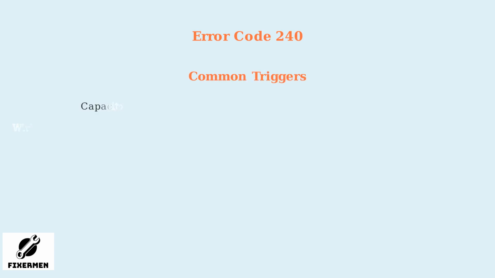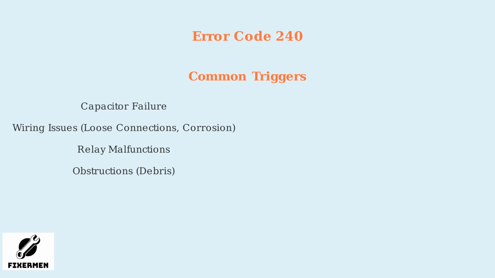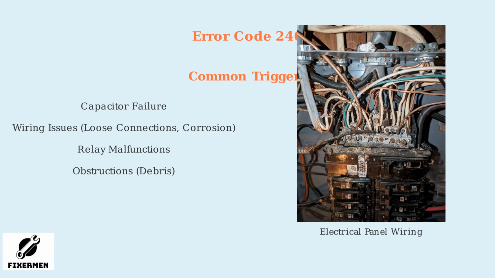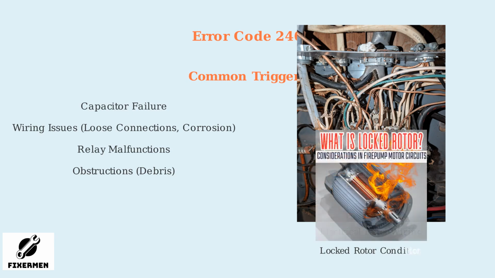Common triggers for Error 240 include capacitor failure, which disrupts the motor's starting mechanism, wiring issues such as loose connections or corrosion that interrupt electrical flow, relay malfunctions that fail to engage the motor properly, and physical obstructions like debris that jam the fan blades. Wiring issues often stem from corrosion or loose connections in the electrical panel, which can be seen in aging systems. A locked rotor occurs when the motor's rotor cannot rotate, often due to mechanical failure or overload, triggering the error code.